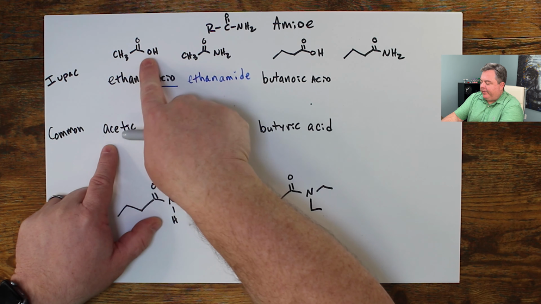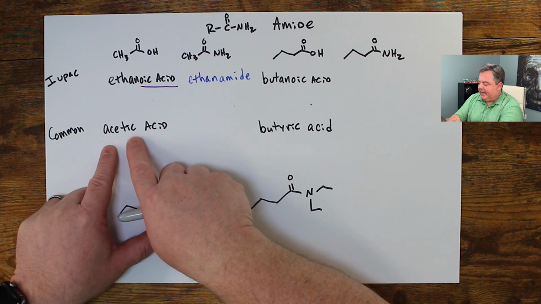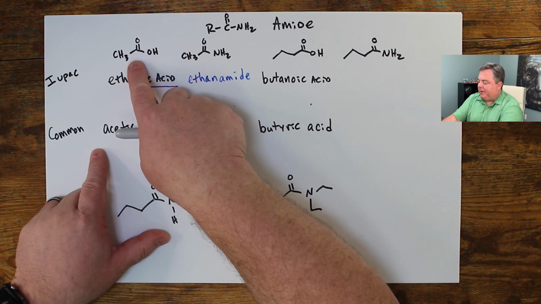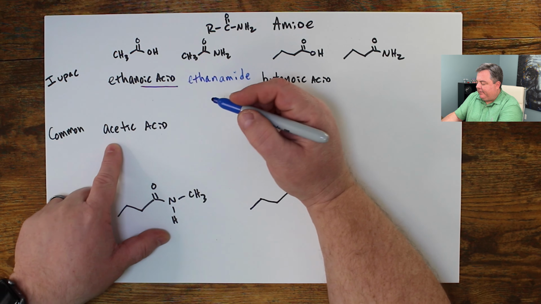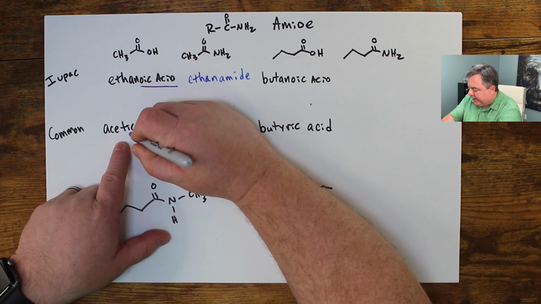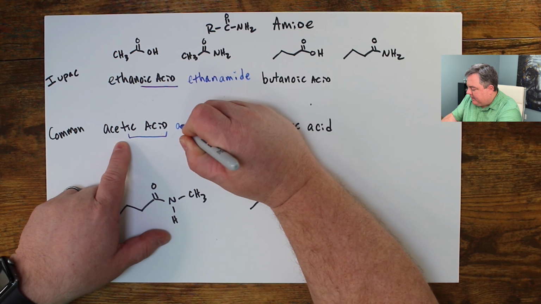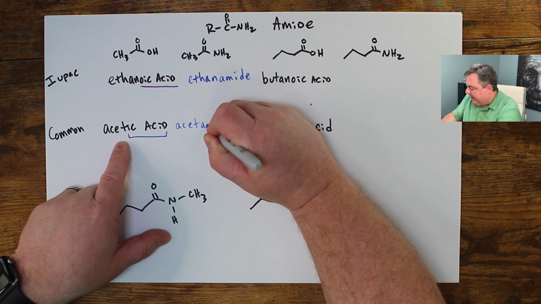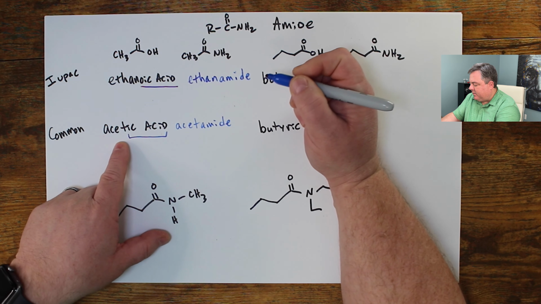The common name for this ethanoic acid is called acetic acid. And acet is the common parent name for 2 carbons. So acetic acid becomes, you drop the ic acid, acetamide.